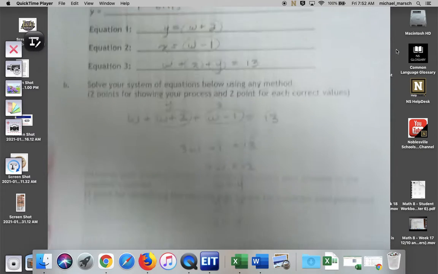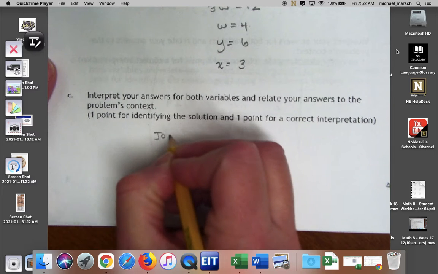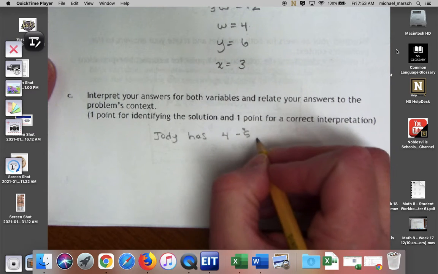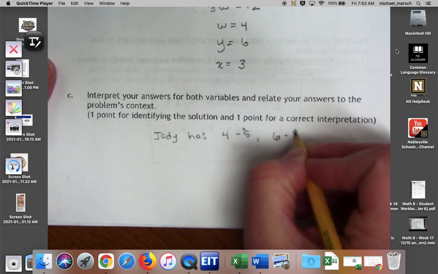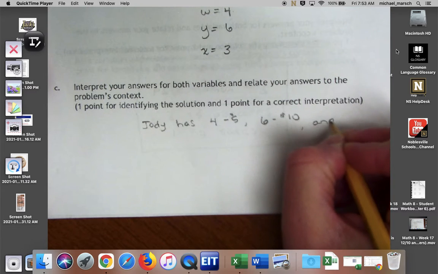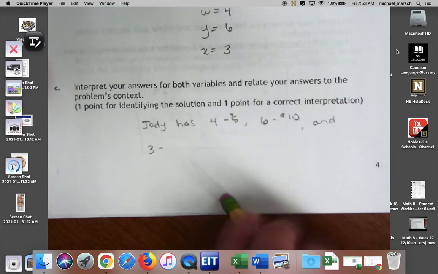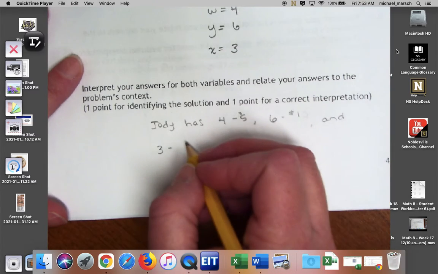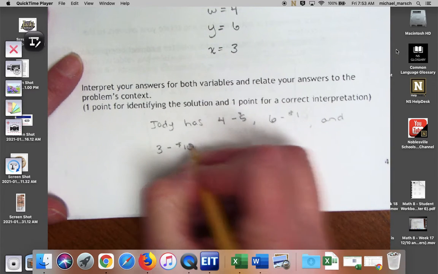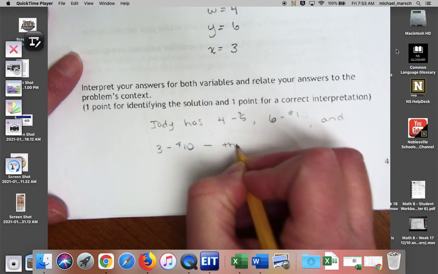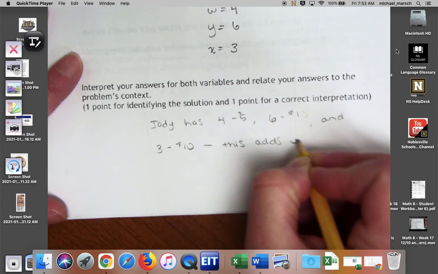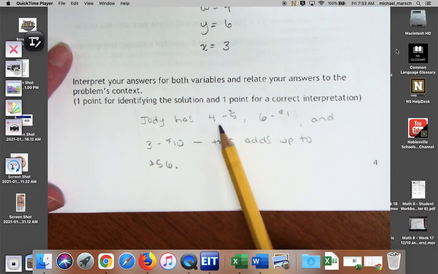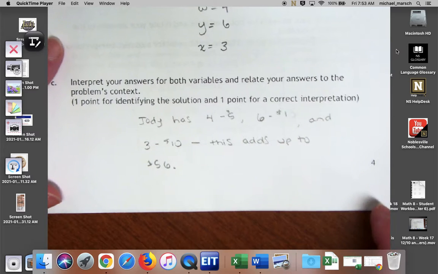So interpreting my answer, I'm going to say Jody has 4 $5 bills, 6 $1 bills, and 3 $10 bills. And this adds up to $56. So I know it's true, right? Because 30 plus 20 plus 6 will give me the $56.